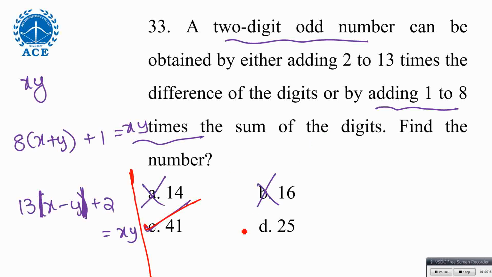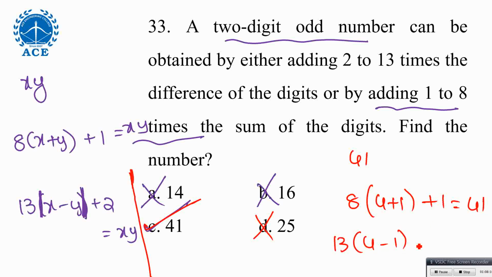2-digit odd number, this is wrong. So 41, as per the question: 8 times the sum of the digits, adding 1 will give 41. Or 13 times the difference between the digits, adding 2 will give 41. That's the scenario.